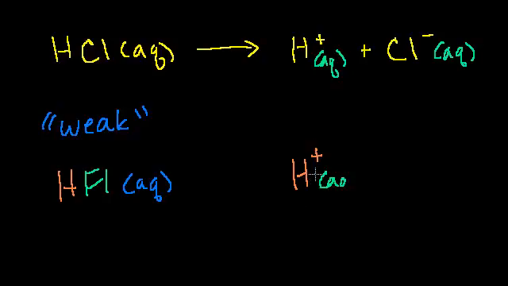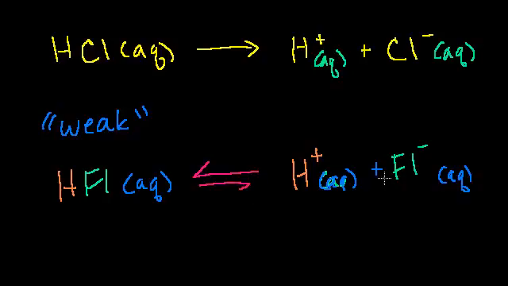Aqueous solution, and then that's going to dissociate with the fluoride, the fluorine anion. But this is a weak acid, so it's not just in one direction. It actually goes in both. So this is an equilibrium reaction, and we know all about these now, which means that some of this goes in that direction, some goes in that direction, and both of these species exist in the solution.